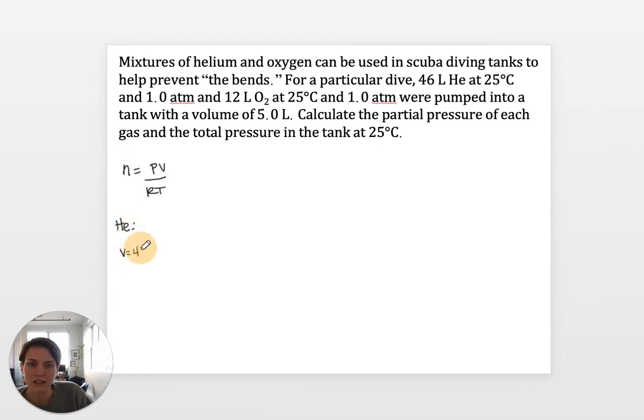Volume, 46 liters. Temperature, 298 K. Pressure of 1 atmosphere. Then we have our oxygen, where we have 12 liters. Ooh, that's ugly. Temperature of 298 K, and our pressure of 1 atmosphere.